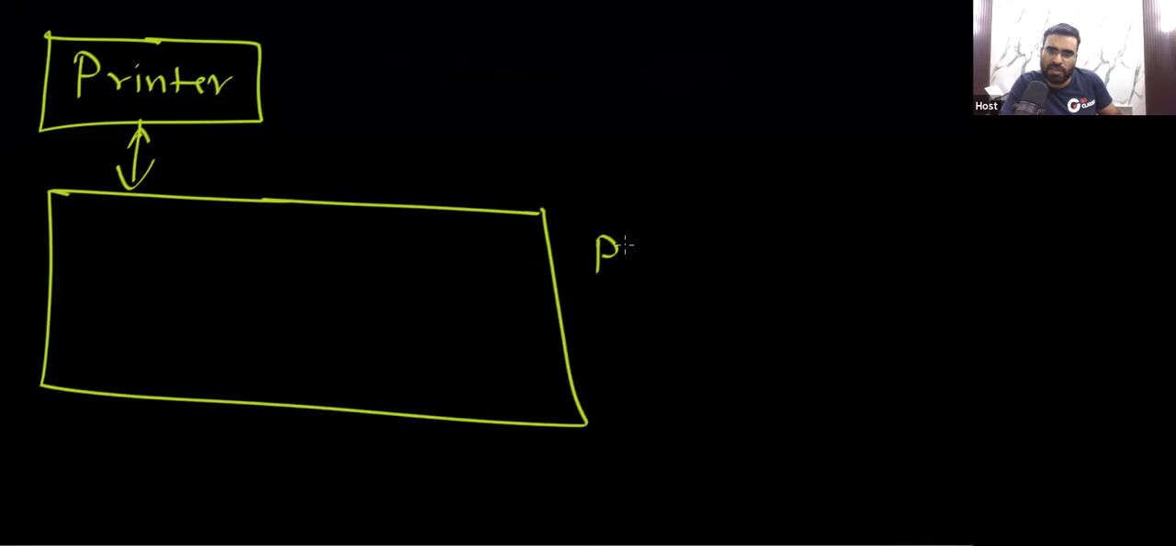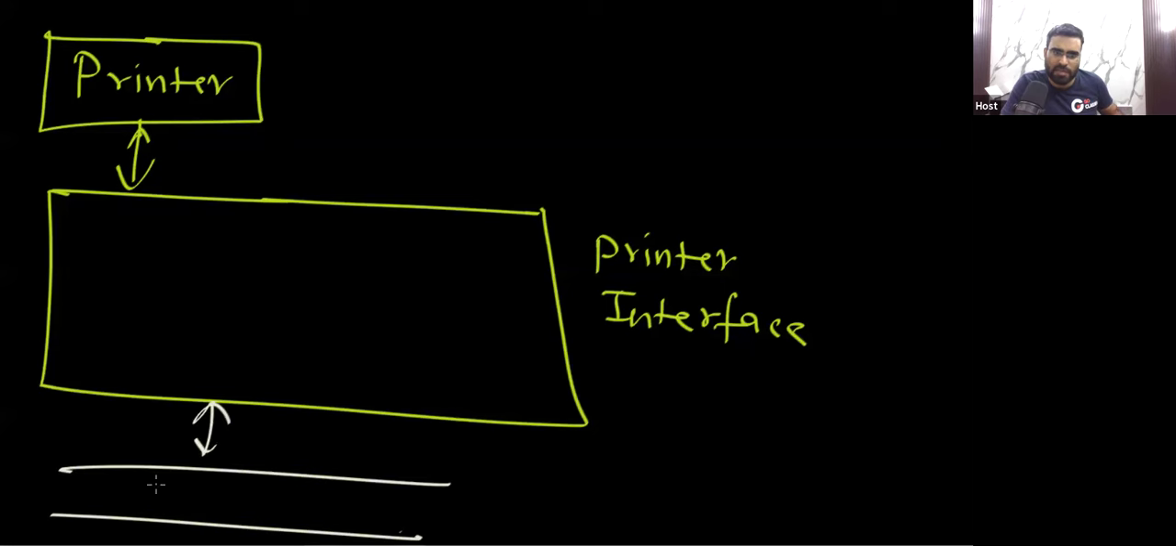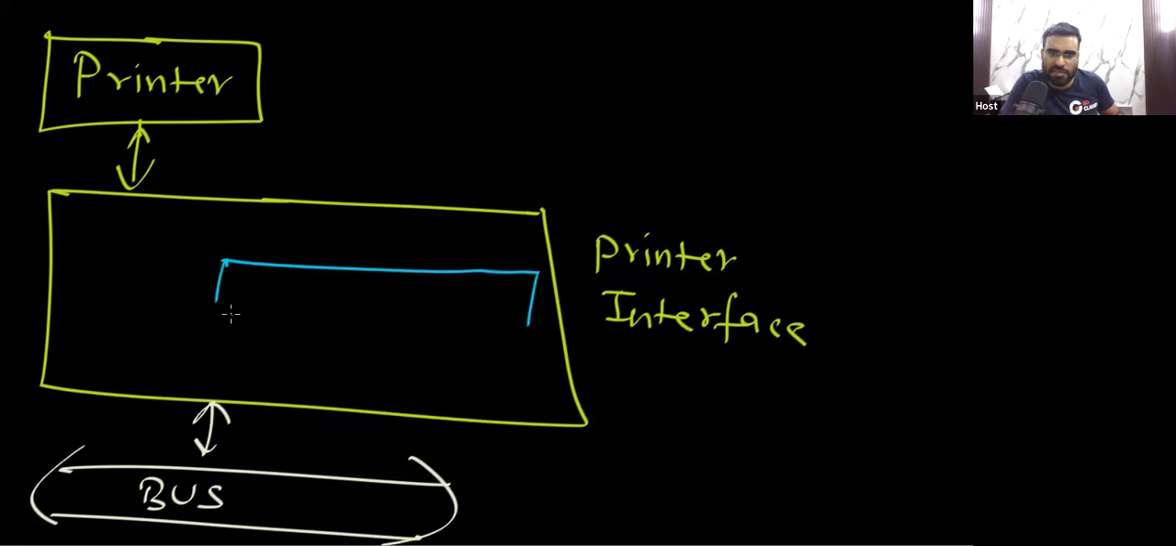This is your printer interface. And remember, this will be connected to the system bus. Correct? Now, this is the printer. Now tell me, what are the issues that can happen in a printer? In a printer, you have a status register. This is the status register in a printer.